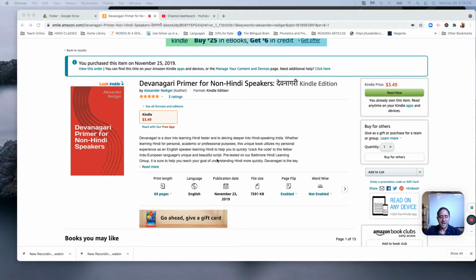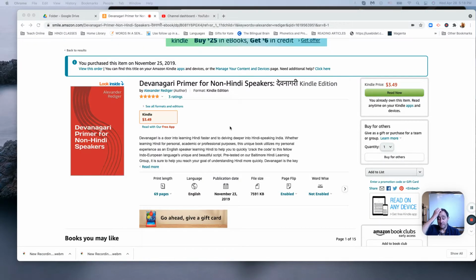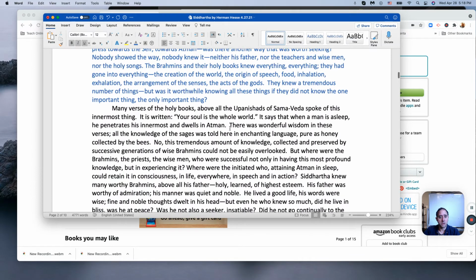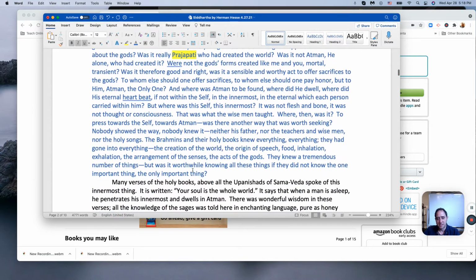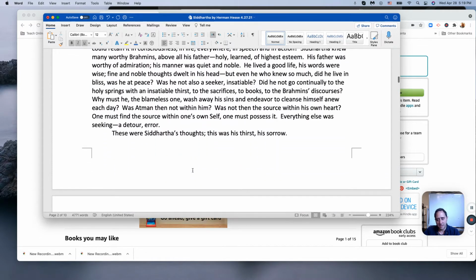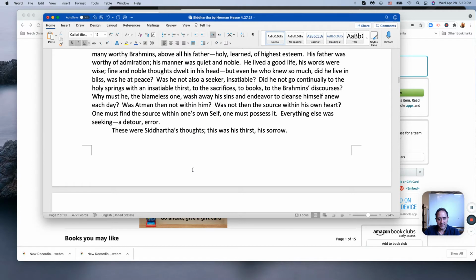Hey everyone, welcome back to this special section regarding Siddhartha by Hermann Hesse. As a reminder, we're going to be talking about Hindu theology, especially the Upanishads today. I'm going to focus on particular words such as Prajapati, Upanishads, Atman, Brahman, Satya. We're going to go over these and explain them today.